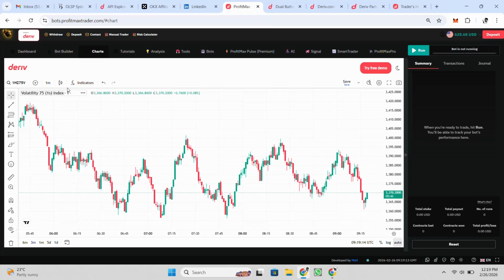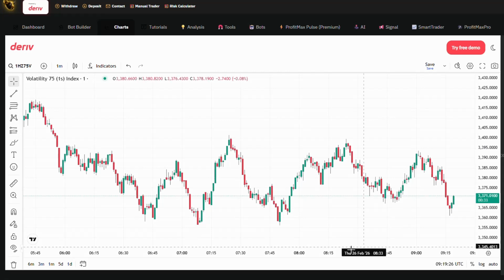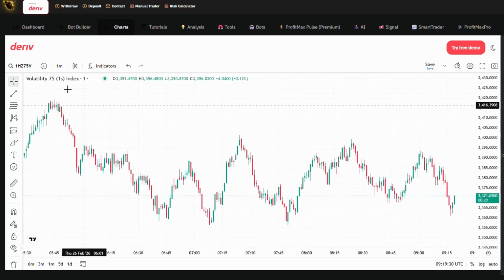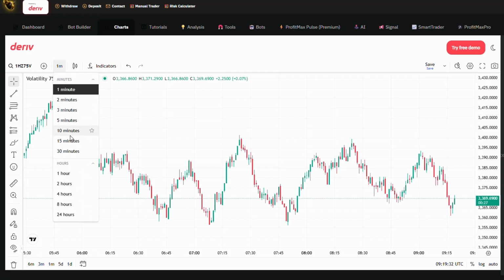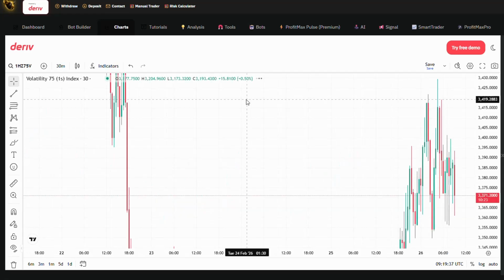So we've set the candlestick at 1 minute time frame, and this is how the chart looks, Volatility 75 (1s). If you're a good analyst in terms of looking at the charts, you can see that it looks like there's a consolidation. That means the market is moving sideways. But remember, we are using the bot, so we can still get trades.